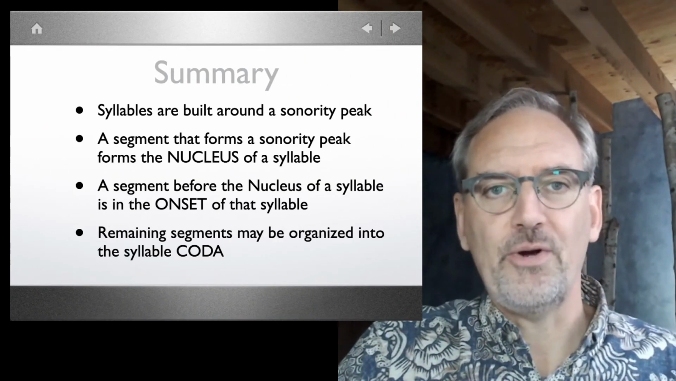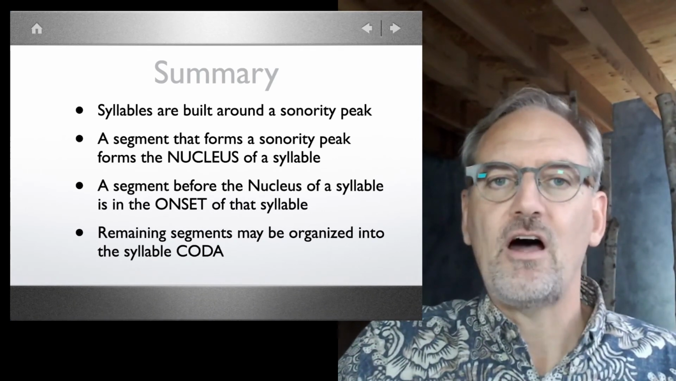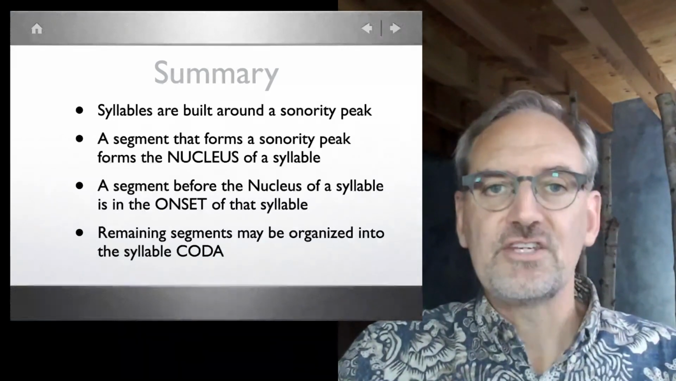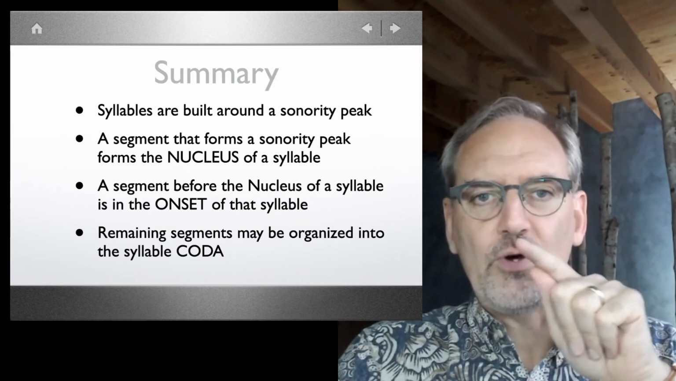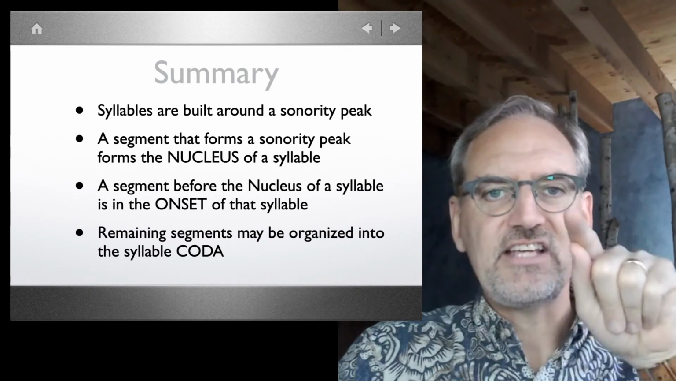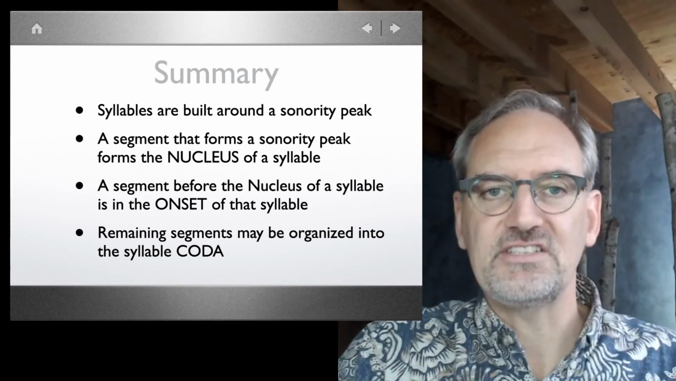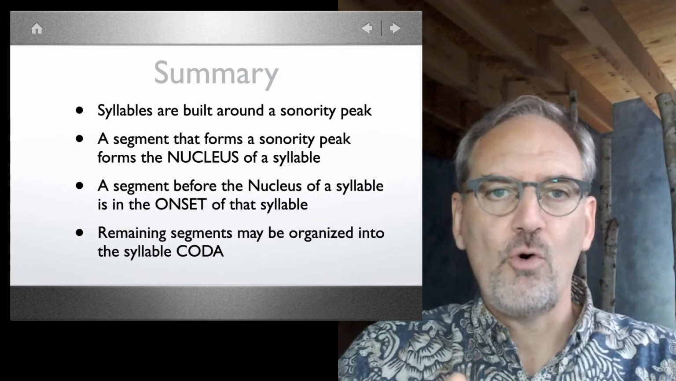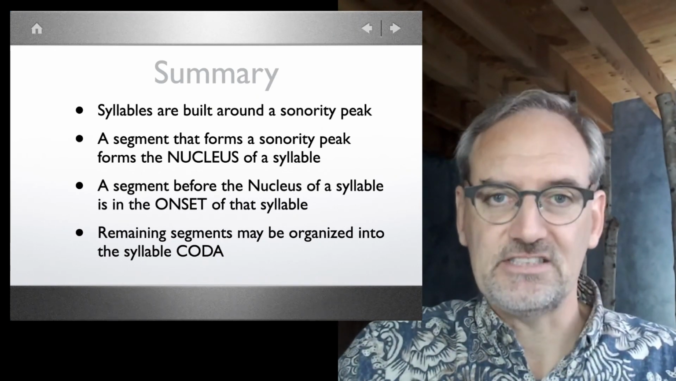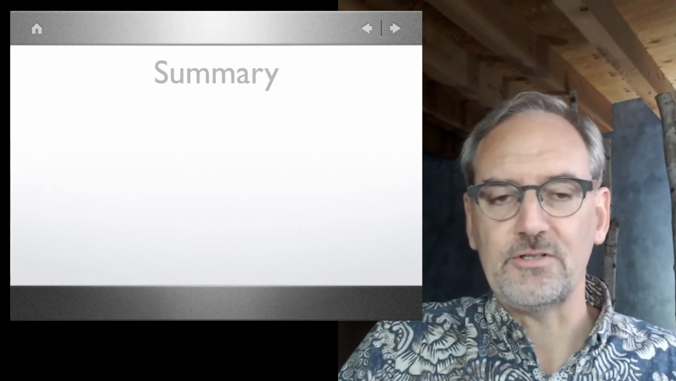Okay, so to summarize the main points for this part of the lecture, syllables, as we saw from last week and again this week, are built around a sonority peak in a sequence of segments. The sonority of segments is changing one to the next. Every time sonority rises and begins to fall, that segment that forms a sonority peak is the basis, the nucleus of a syllable. And then any segment before that sonority peak, before the nucleus of a syllable, is in the onset of that syllable. And finally, any remaining segment will appear in the coda of the syllable.